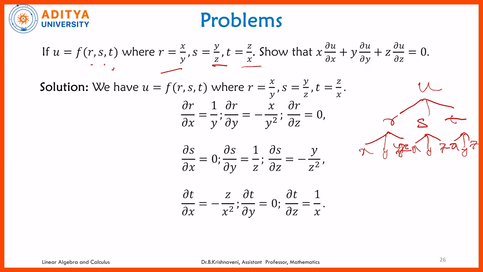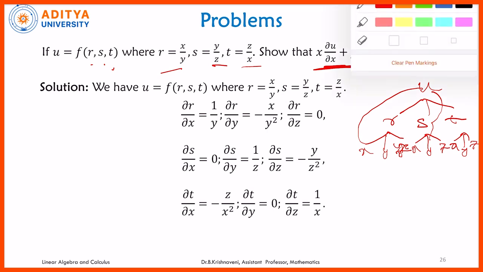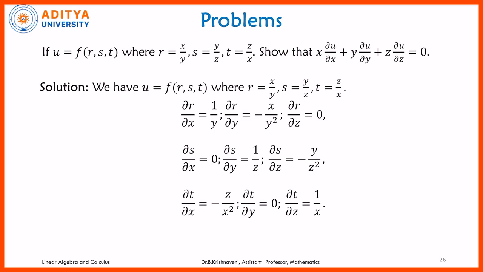We need the value of dou u by dou x, dou u by dou y and dou u by dou z. Okay. So, in order to find this value, first of all we need the partial derivatives of r, s and t. So, first take our given function, what is r, what is s and what is t.